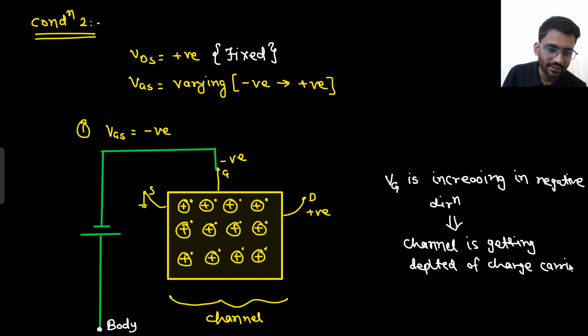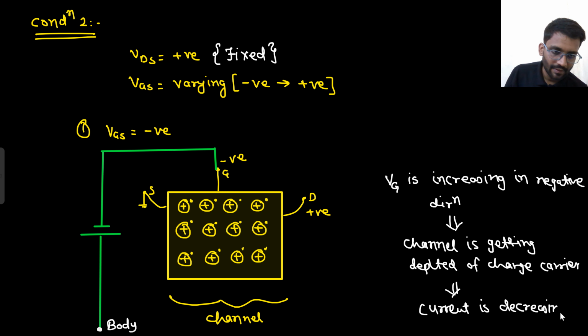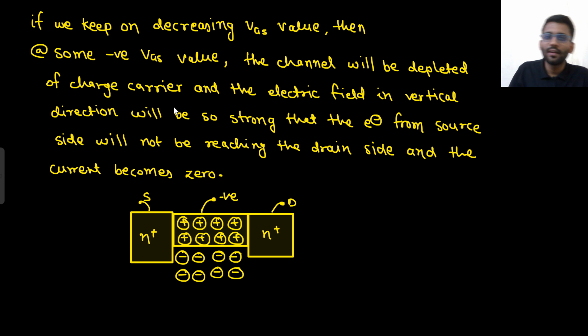And what does that mean? Current will be decreasing. Current is decreasing. So if gate potential is negative, the current decreases. And what will happen if we keep on decreasing the VGS value?